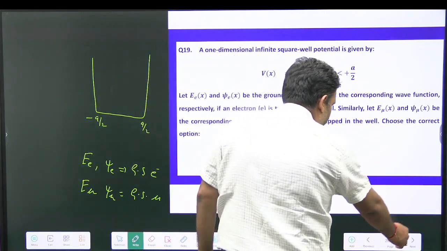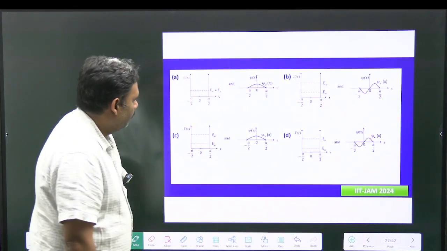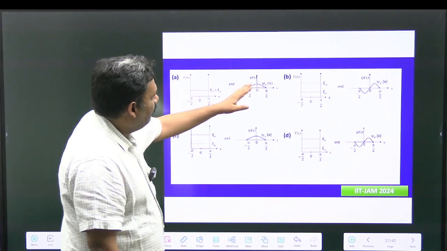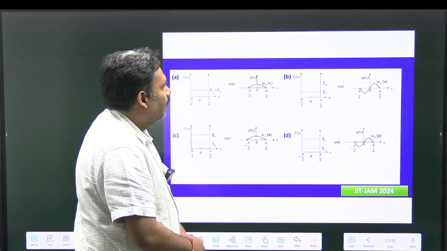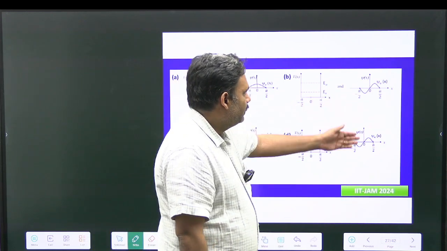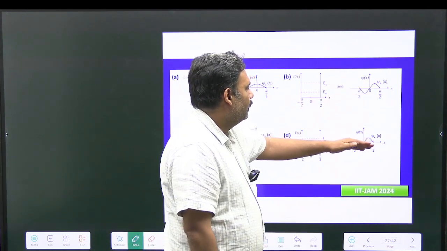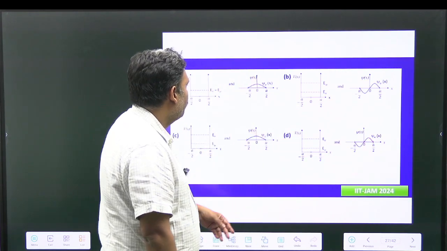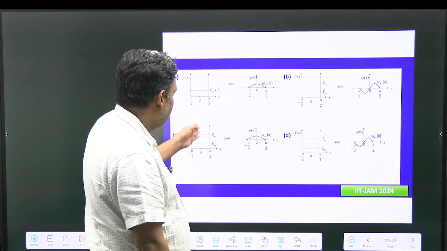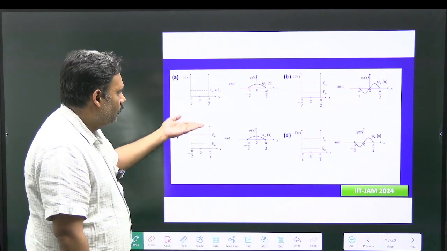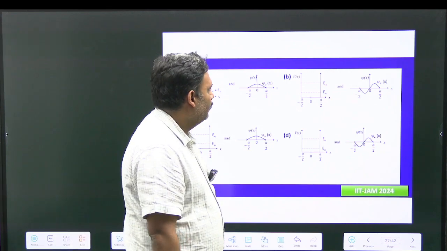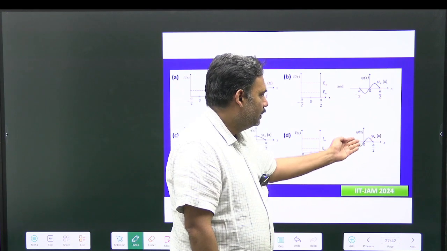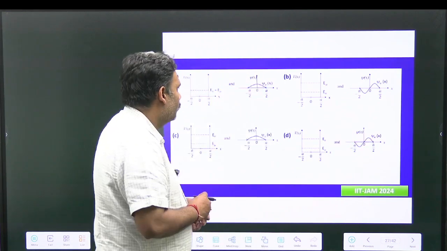And these are the options. In option 1, it is said that the energy of muon and electron will be the same, as well as the wave function is also the same. In another option the energy is going to be different, and here the energy is also going to be different, but the wave function is something like this. So how can we go about this?